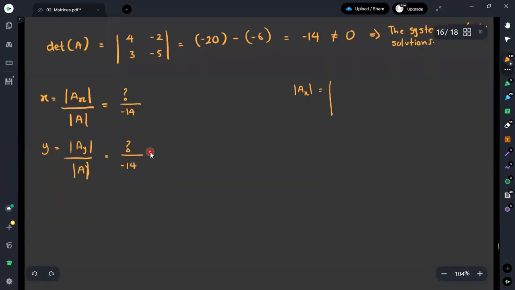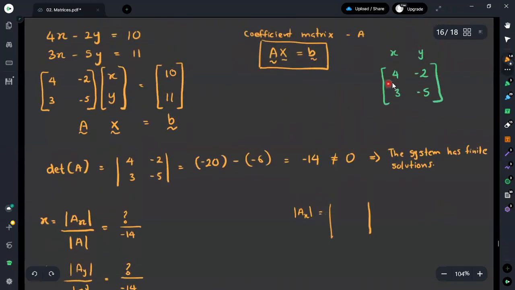Therefore, here you can write down the values. Now what we are going to do is, the first column contains the coefficients associated with the x variable. Here we need to identify the value for x. Therefore, since we need to identify the value for x, we need to omit the coefficients associated with the x variable. Therefore, we'll write down the remaining elements, minus 2 and minus 5, here.